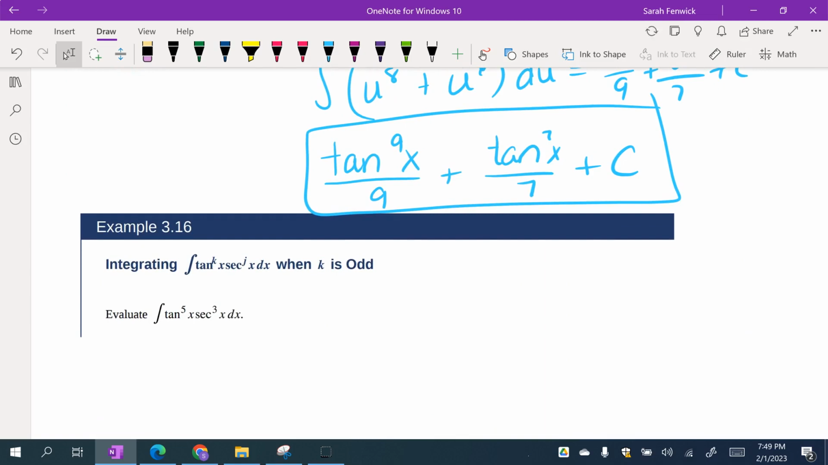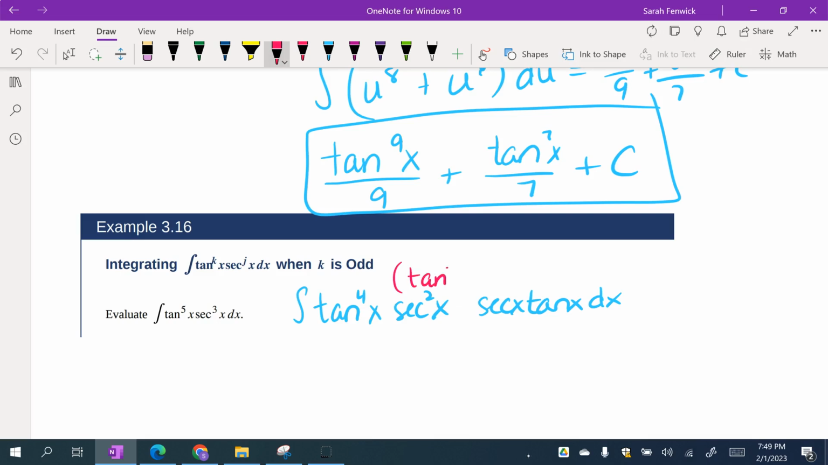Here's another one. K is odd. So I have tan to the fifth x secant to the third x. Since the power on tan is odd, we're first going to break up secant and tan. So we're going to rewrite as integral tan to the 4x secant squared x secant x tan x dx. Hold on just a second.